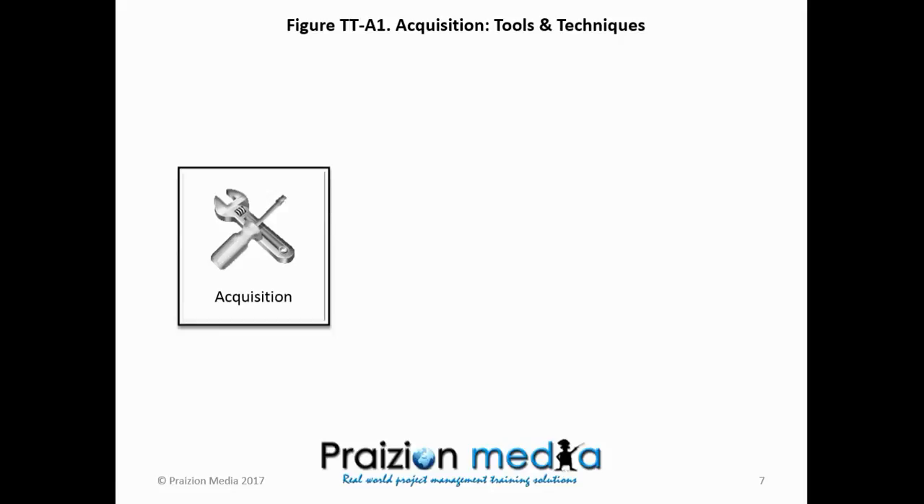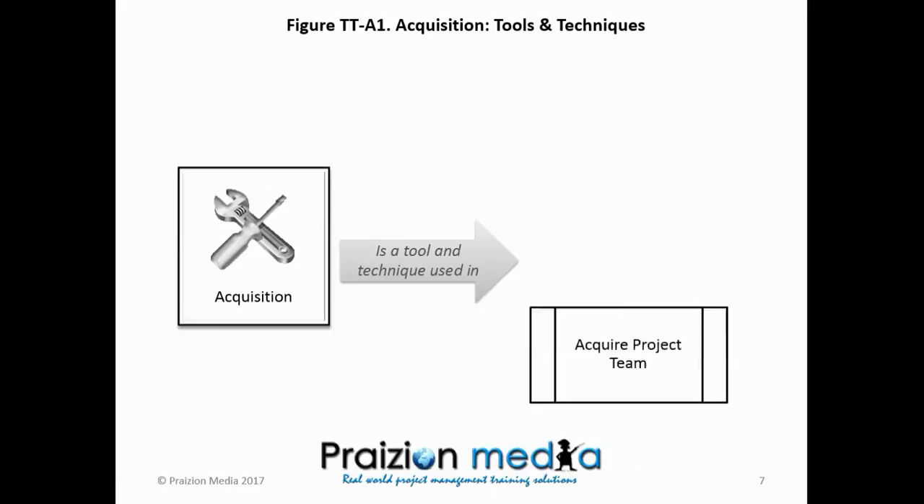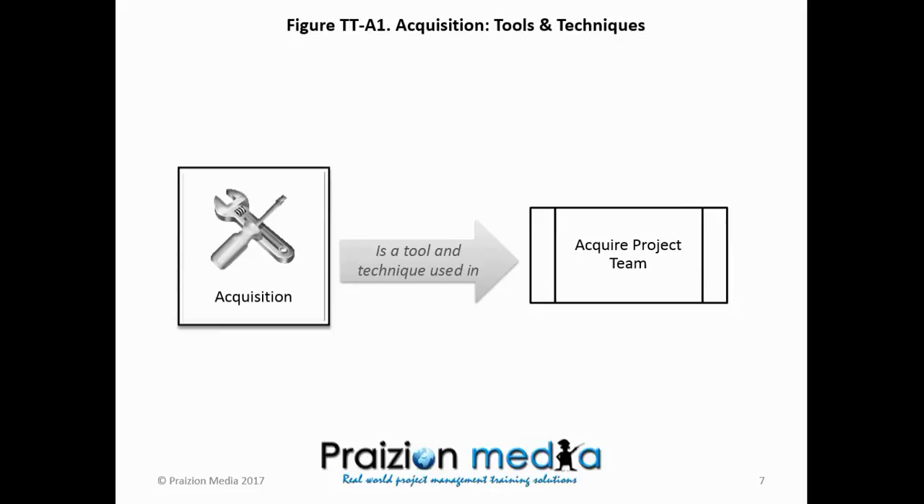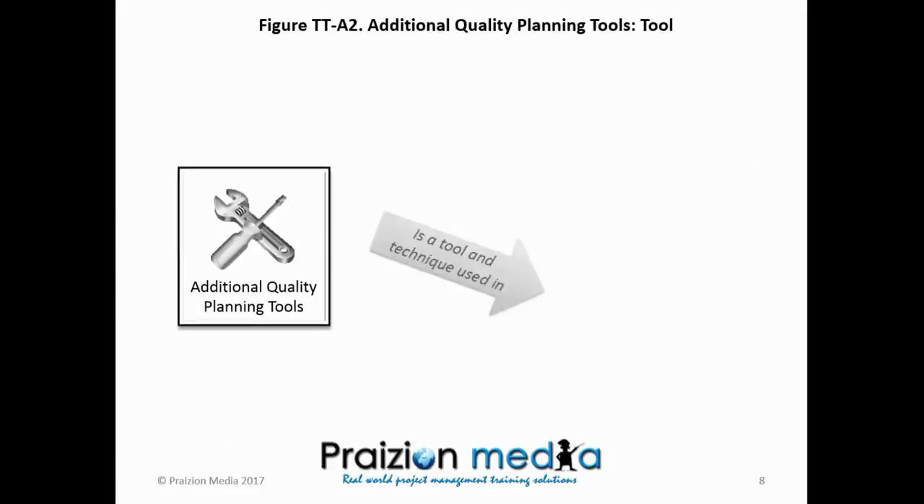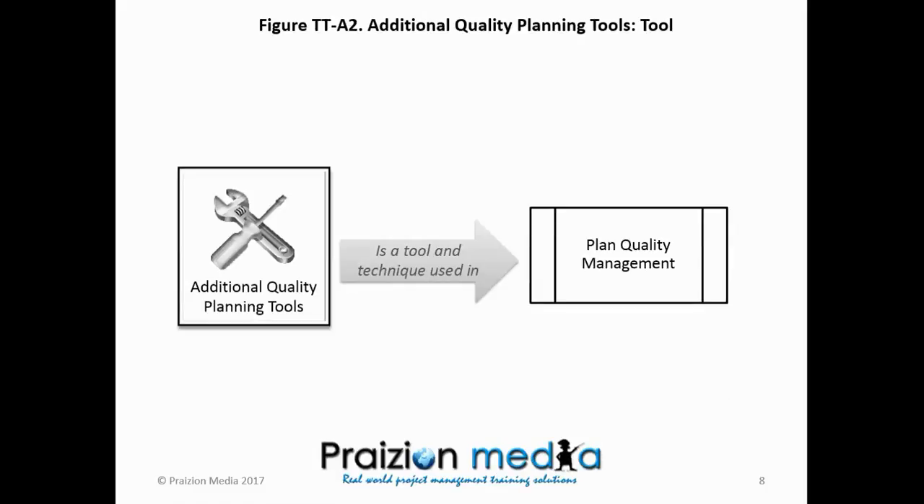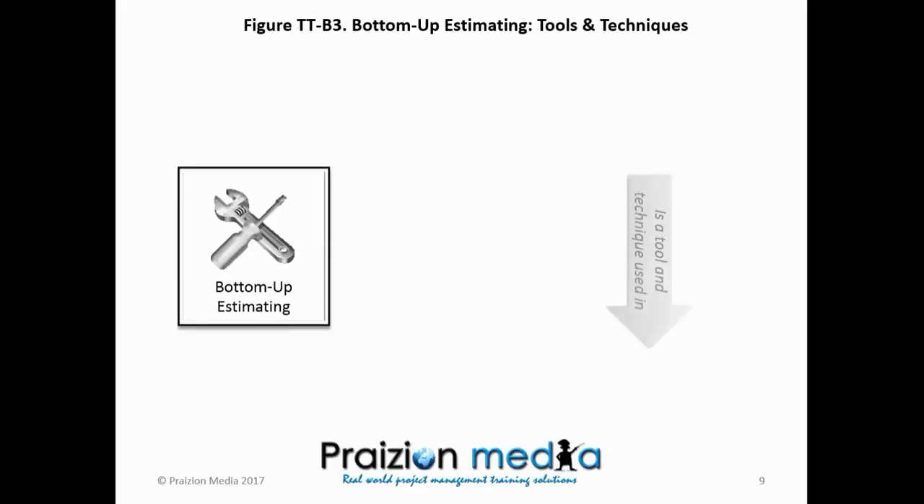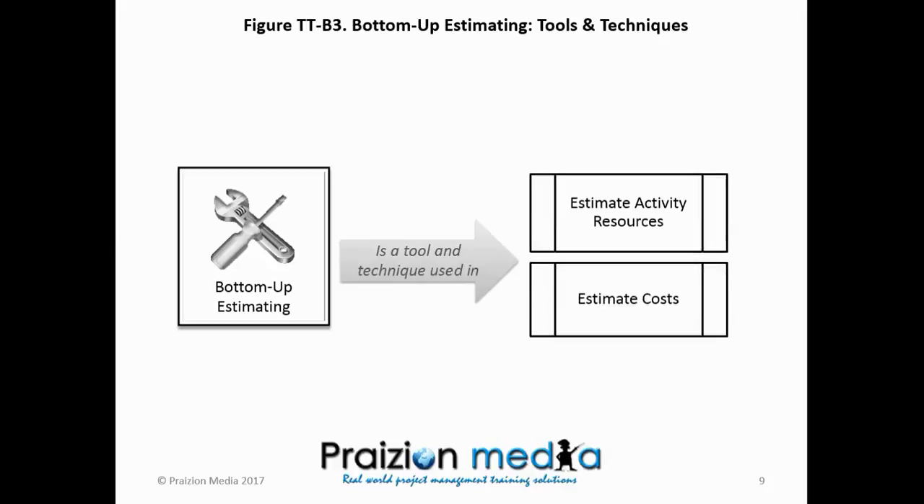You see, this serves as a memory jogger for you to clarify that fog, to take that fog out of your head, and to pinpoint that acquisition is a tool and technique of a core project team. What about additional quality planning tools? Could be very vague until you narrow it down and you say, wait a minute, where is this used? You pinpoint it's plan quality management. Bottom-up estimating. It sounds like it could be used anywhere in time, anywhere in cost, but this helps you narrow down the two places it's used. Estimate activity resources and estimate costs.